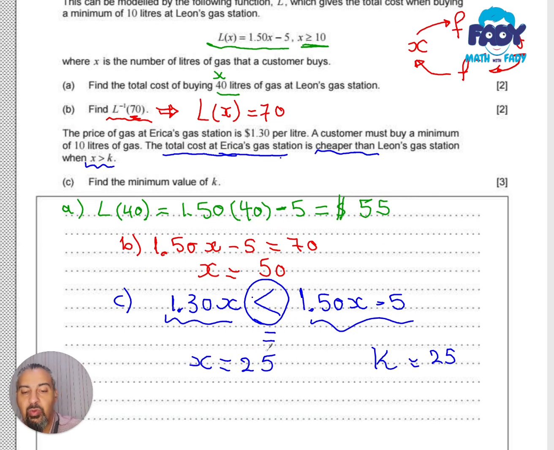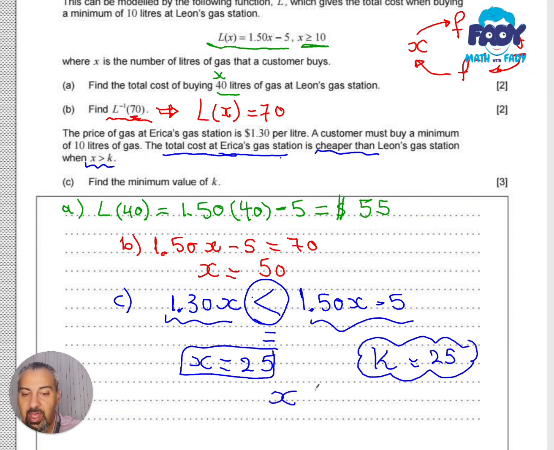So we cannot leave our answer like this. This is not the answer. Our answer, we are searching for k. So k equals 25. We may write x is more than 25. So either we leave our answer as k equals 25 or x more than 25. This is not the answer, this is what we find from the calculator.